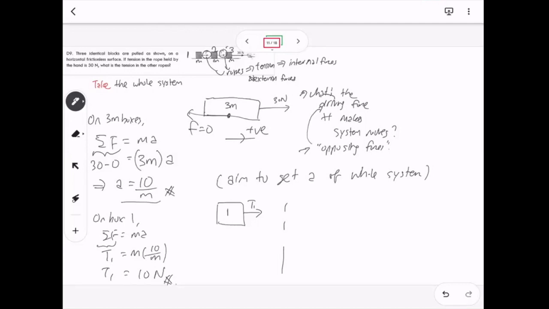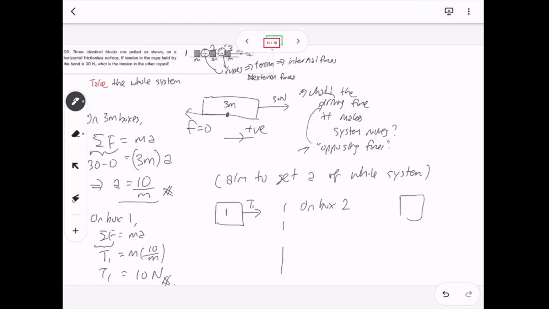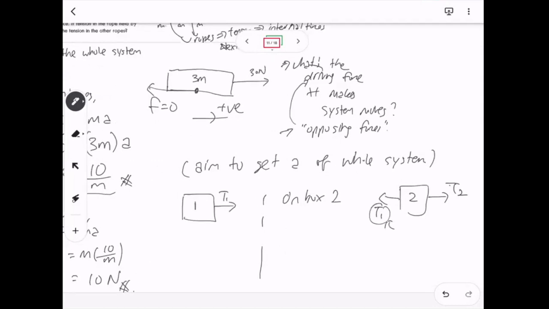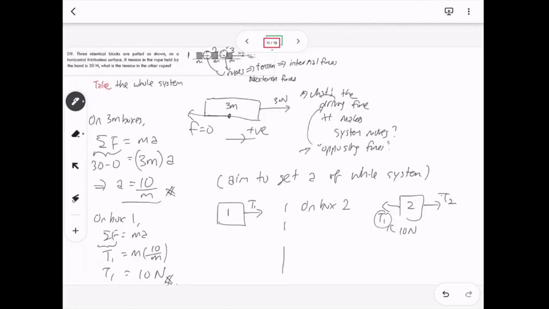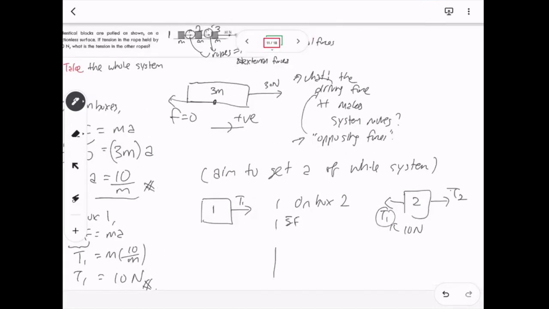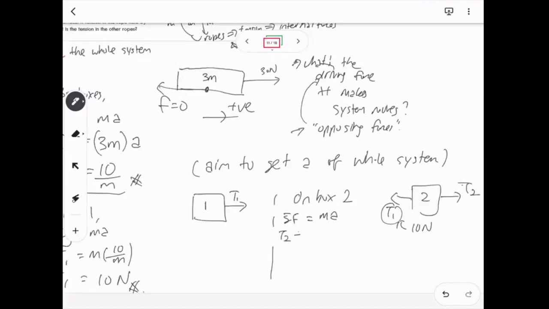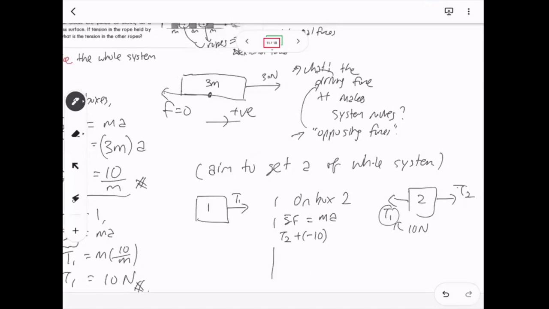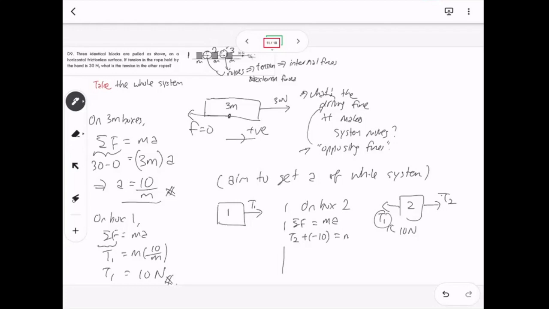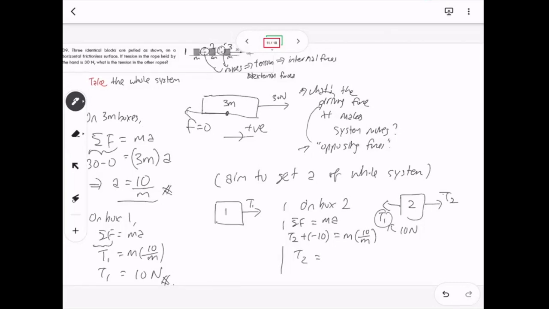Then let's look at box 2. On box 2, there is a T1 pulling it towards the left. There is also a T2 on the right. And you just figured out this T1 is 10 Newton. Same thing, net force equals ma. On the left-hand side, deconstruct the net force: you get T2 plus all the forces, T1 is negative 10, equals mass times the same acceleration value. With this, you realize that T2 is 20 Newtons. And there you go, you have your individual forces ready.